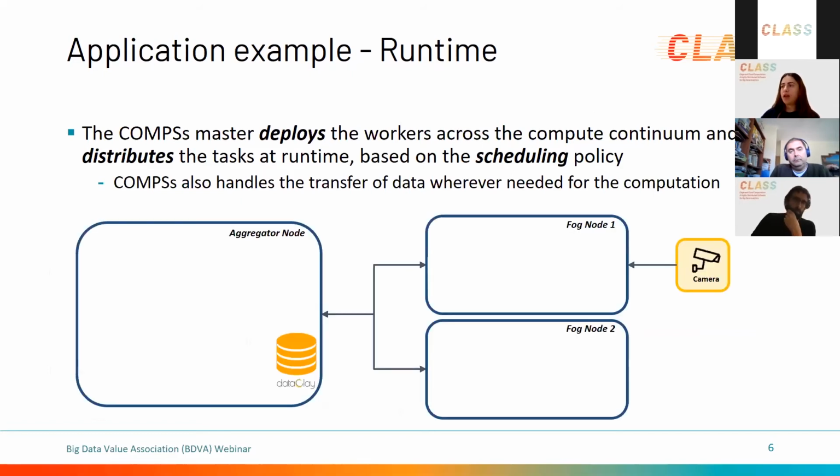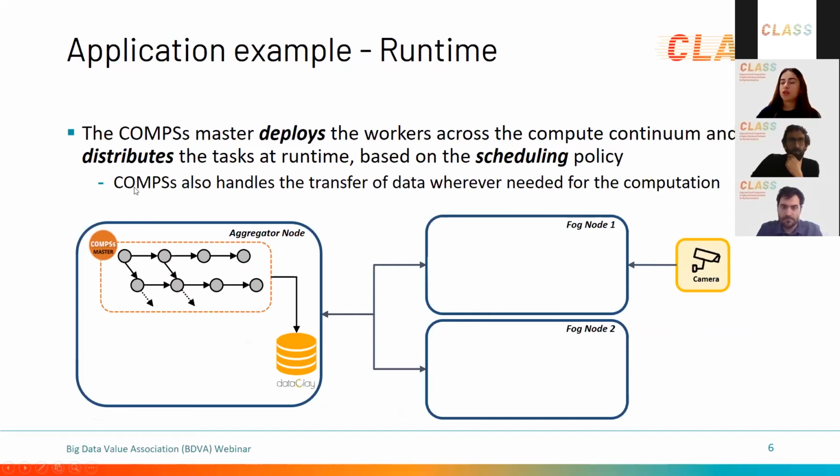So let's consider this example that resembles the MASA computing infrastructure. So we have an edge node that is called aggregator. And we also consider here 2 fog nodes. In the actual MASA infrastructure, we have 3, but it is the same. And let's assume that the camera is connected to fog node 1 and data CLAI is deployed to the aggregator node. So let's say that COMPSS has a master and worker architecture. So we deploy the master at the aggregator node and we execute the main function there.